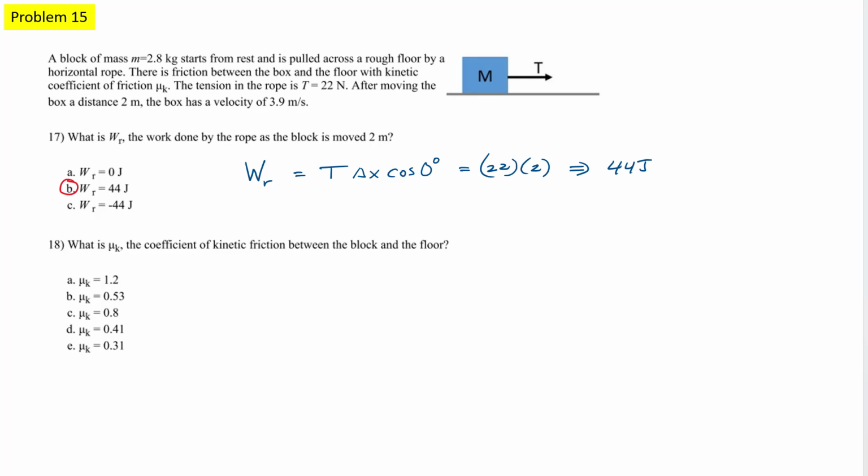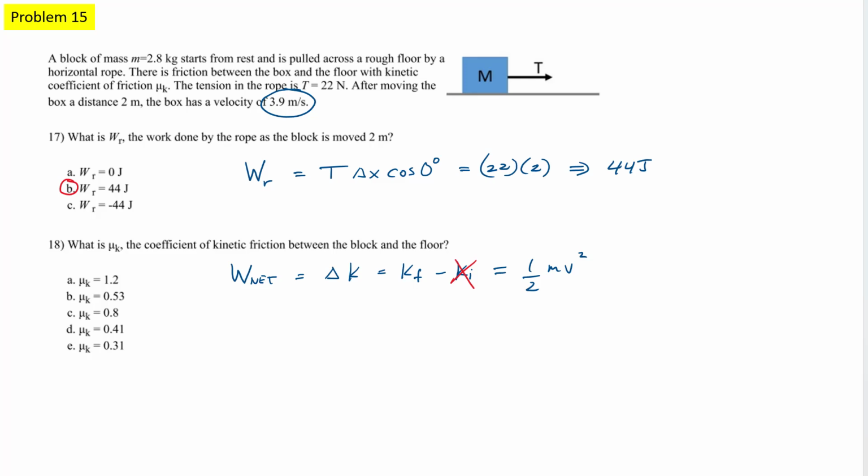For this one, I'm going to use the work energy theorem. It says that the net work is equal to the change of kinetic energy of the block, K final minus K initial. Well, the block starts from rest, so get rid of that term right away. K final is 1/2 mv squared, and my final velocity is that 3.9 meters per second.